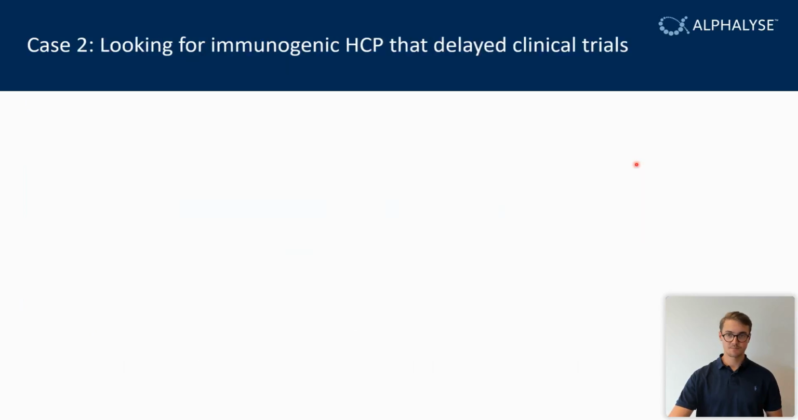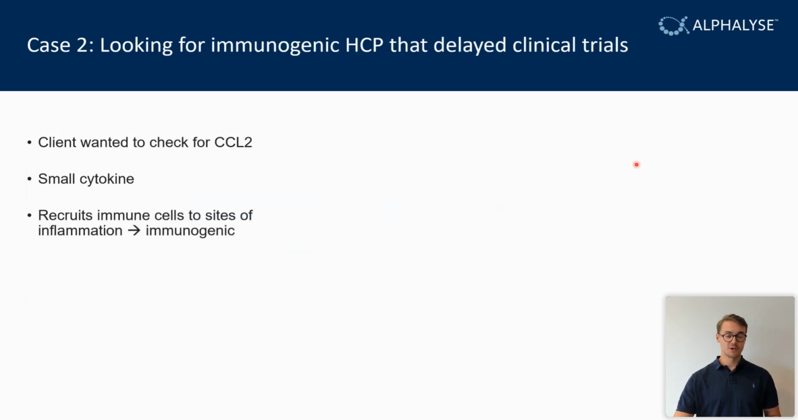So another thing is, we were approached by a client which was uncertain if we would be able to find a specific protein, and this specific protein was CCL2, which is a small cytokine which is known for recruiting immune cells to sites of inflammation. So it's immunogenic, and so you could say that this is quite a nasty host cell protein that you don't really want in your samples.